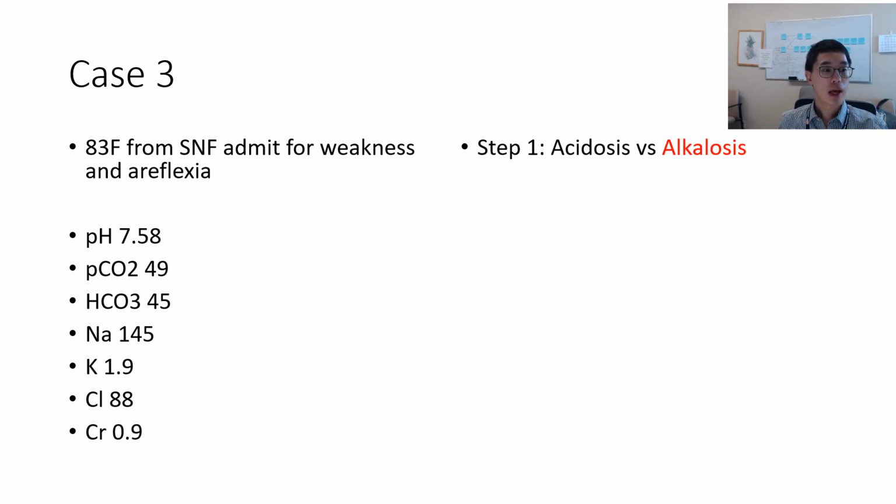So the first step we have here is identifying that the pH is greater than 7.4, so we have an alkalosis process going on. Now let's take a look if we have a metabolic or respiratory process. So the PCO2 is higher than 40, which could mean that we have a respiratory acidosis going on, so that's not going in the right direction. But our bicarbonate level is 45, which is greater than 24, which means that our bicarb is going in the correct direction for an alkalosis problem.